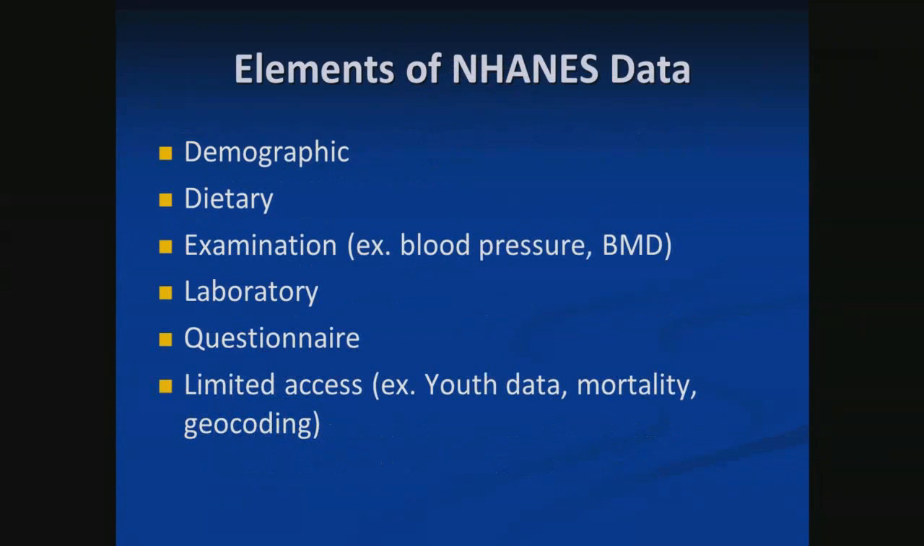So elements of the data are demographic, diet. It was meant to be a nutritional health assessment in the beginning. So they have a really rich set of dietary data, examination data, laboratory, questionnaire, and then there's a limited set of data, limited access data, including youth data, mortality, and geocoding. That means neighborhoods that people are from, that are more sensitive, and so they're not public access.